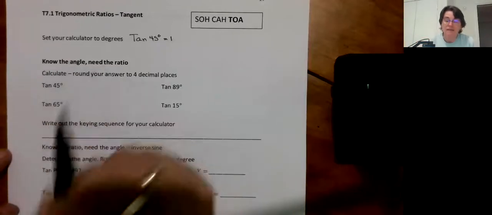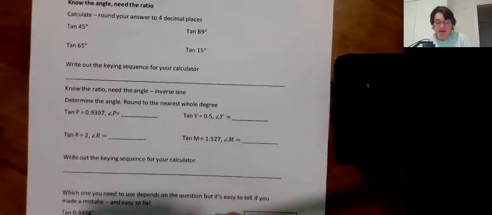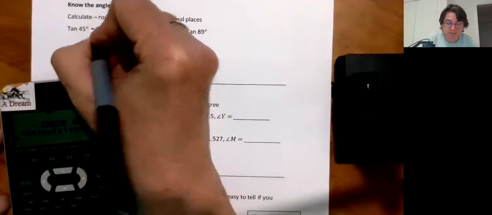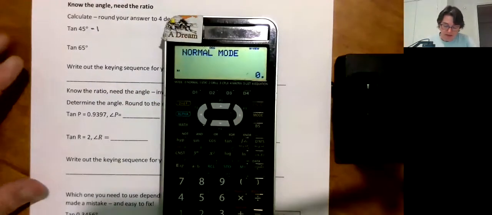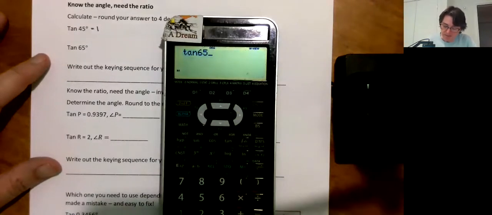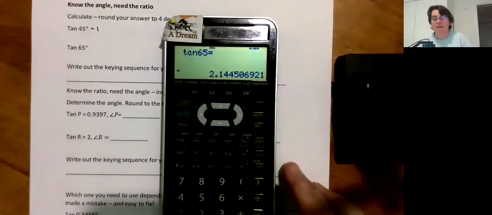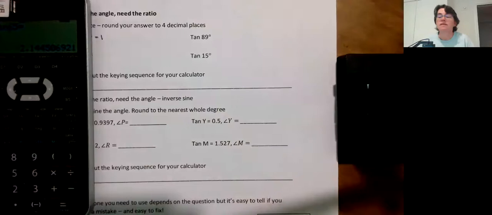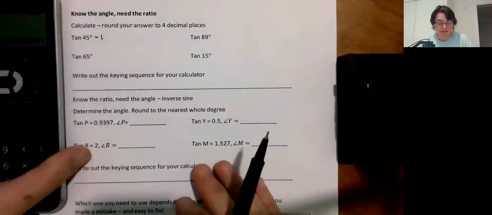You might know the angle and you need to know the ratio. And, oh look, I have it memorized. Tangent 45 is 1. Tan 65. So my calculator is tan and then 65. Look at that. Tangent is different than sine and cos. Sine and cos are basically from -1 to +1. Those are the only values you can get. Tangent can be all over the place.